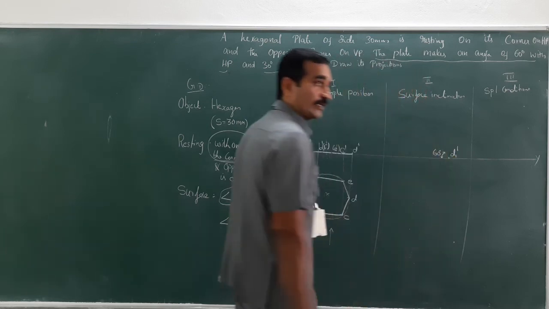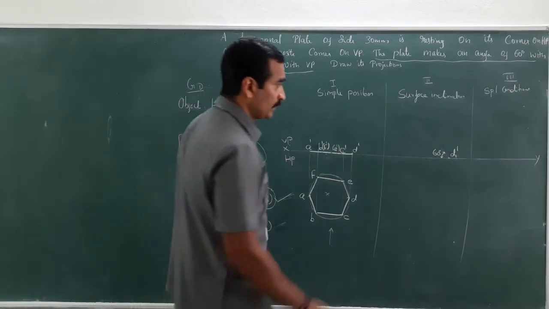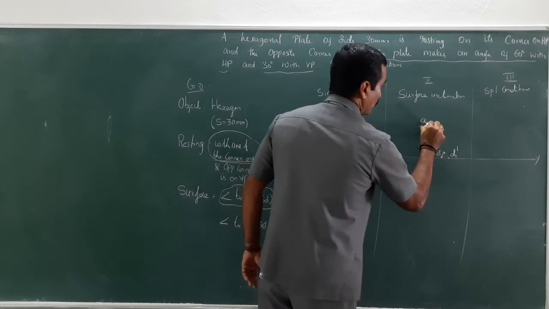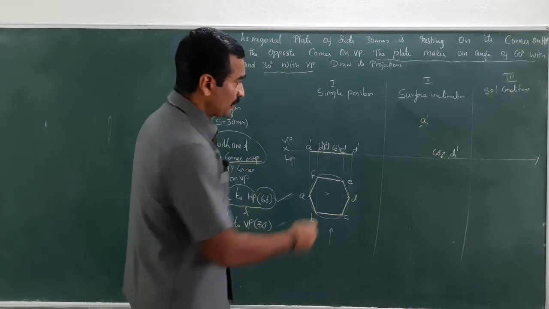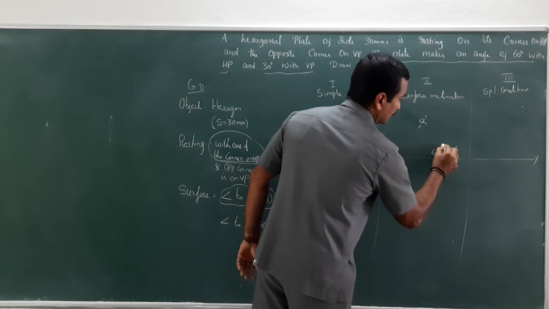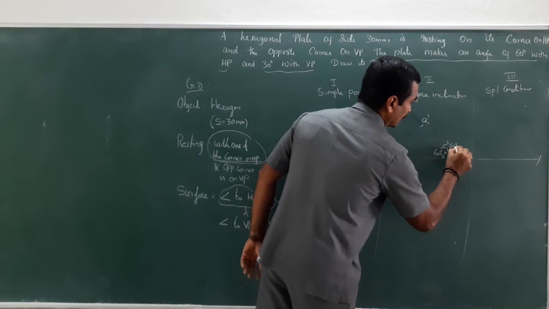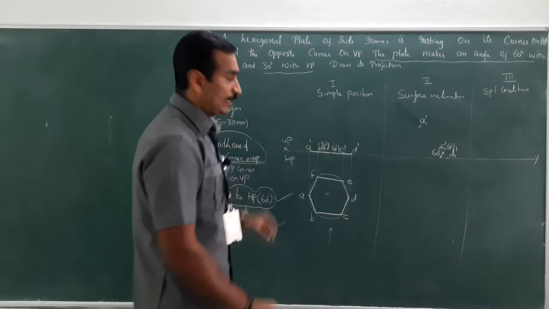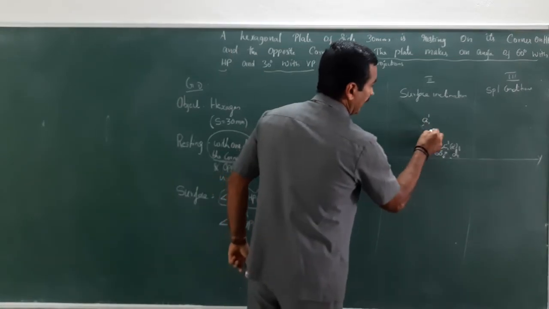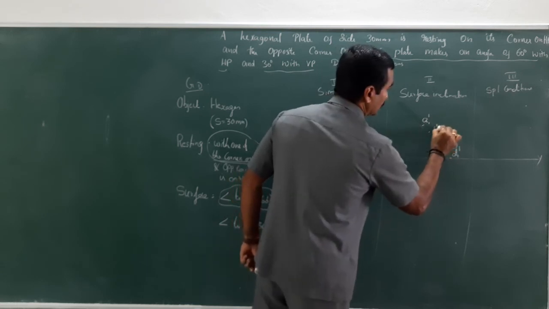Now measure the distance between A and D. Keeping at D, cut an arc. This is my A1 dash. Now measure the distance between D and C. From D, cut an arc. This becomes my C1 dash. Within the bracket, it is E1 dash. And from A, measure the distance between A and B, and keeping at A, cut an arc. This point becomes my B1 dash and F1 dash.